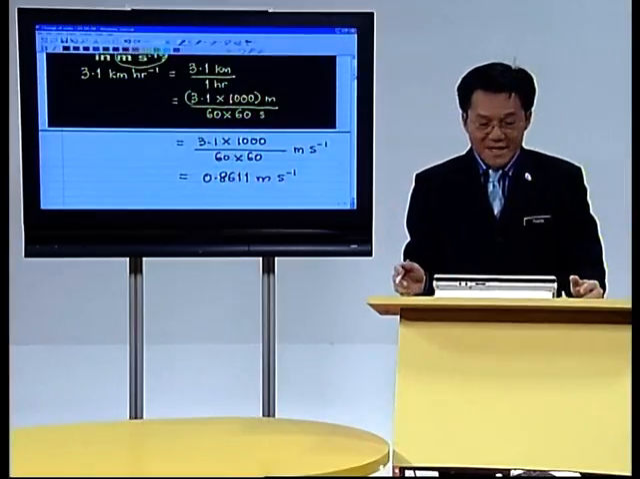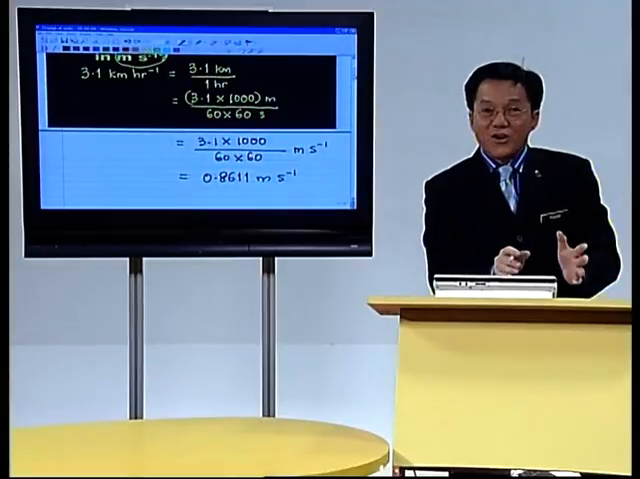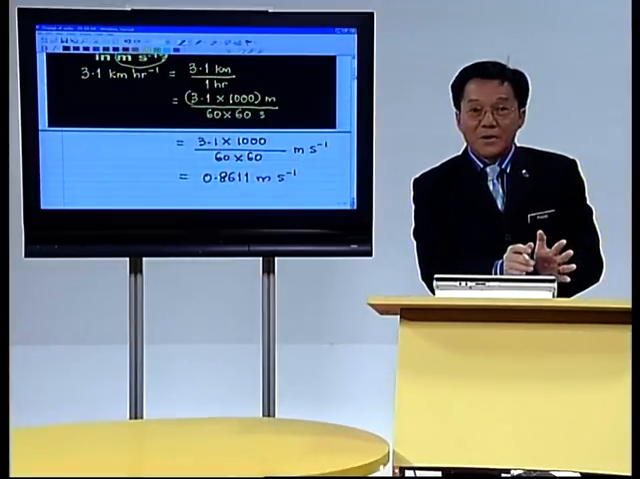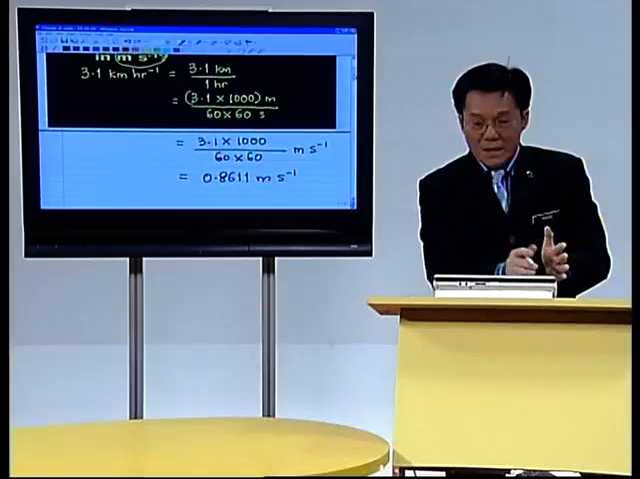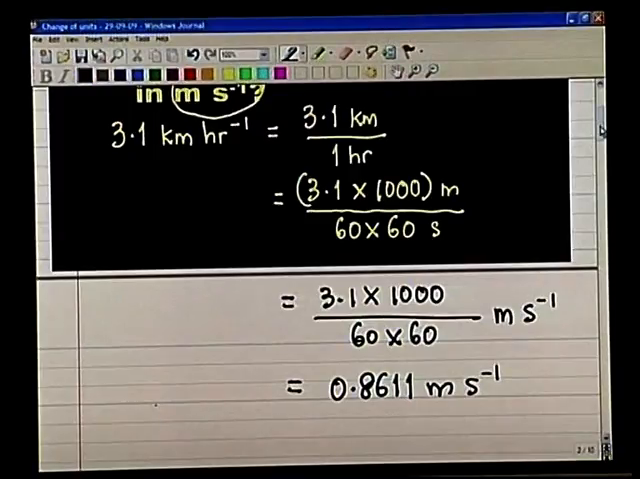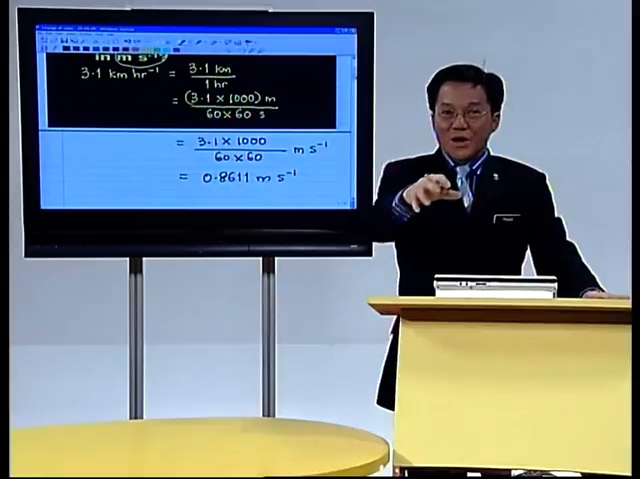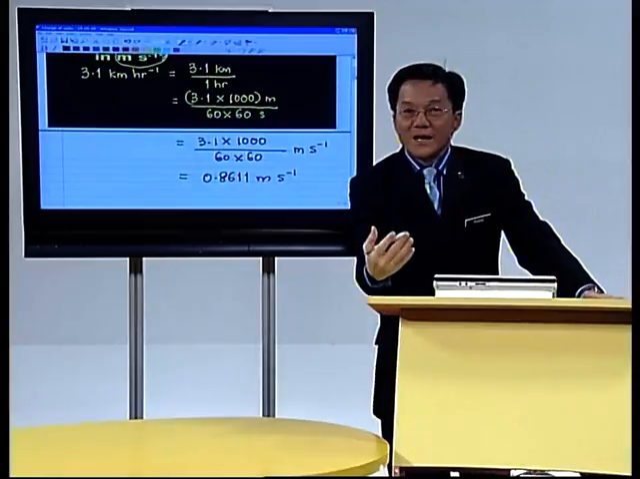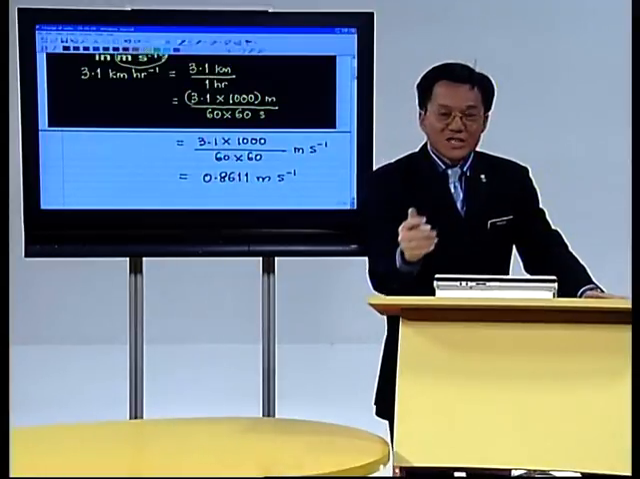What I have done basically is to change from one unit, kilometer per hour, I change it to meter per second. It's quite simple, isn't it? I can see you all smiling. Alright, all of you agree with me that it is simple. Alright, now once you are ready, we are going to proceed to the next question.